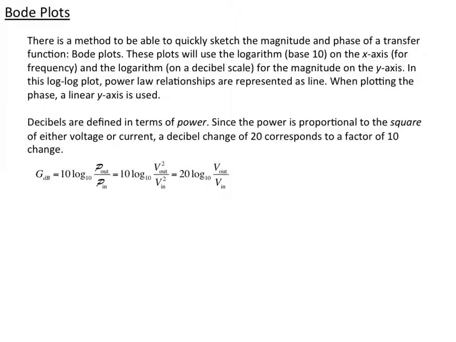So therefore we're going to say that a decibel change of 20 in the power corresponds to a factor of 10 change in the amplitude. And so we're going to see 20s a lot in the decibels. So here's just a definition of that. If I have a gain in decibels, I'm saying the ratio of power, take the log 10 of that and multiply by 10, but that's the ratio of the voltages squared, and I pull the square out of the logarithm to get 20.